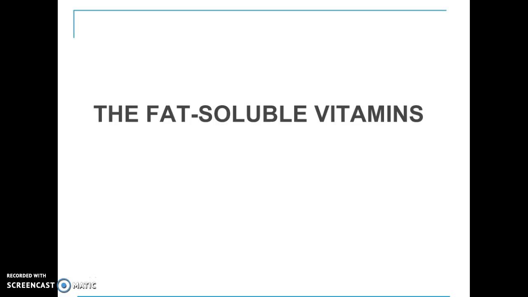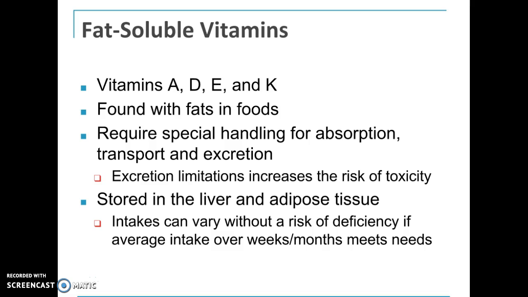And now for the last of our vitamin series, the fat-soluble vitamins. Fat-soluble vitamins include four: A, D, E, and K. They're found with fats in foods. They require some special handling for absorption, transport, and excretion, and they're stored in the liver and the adipose tissue.